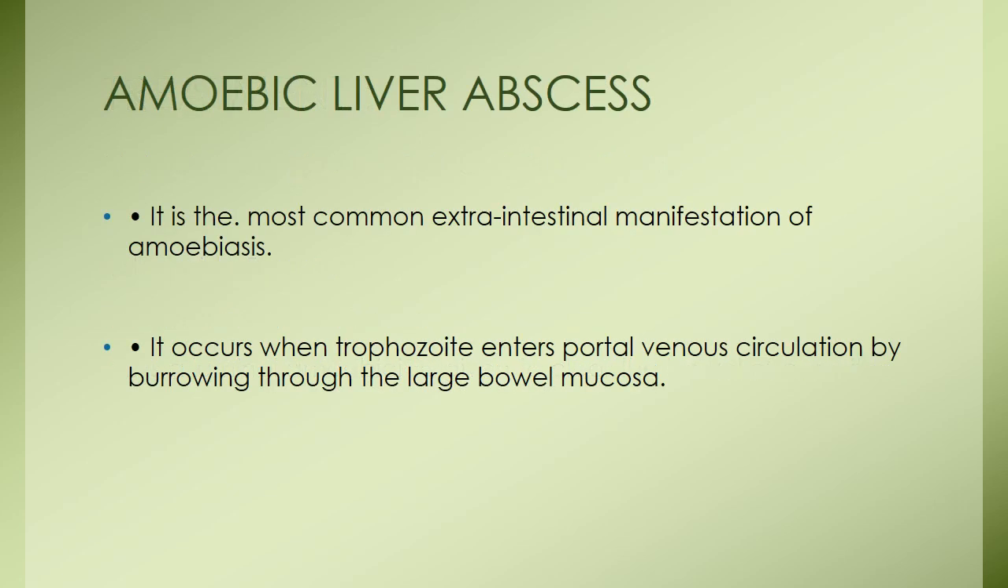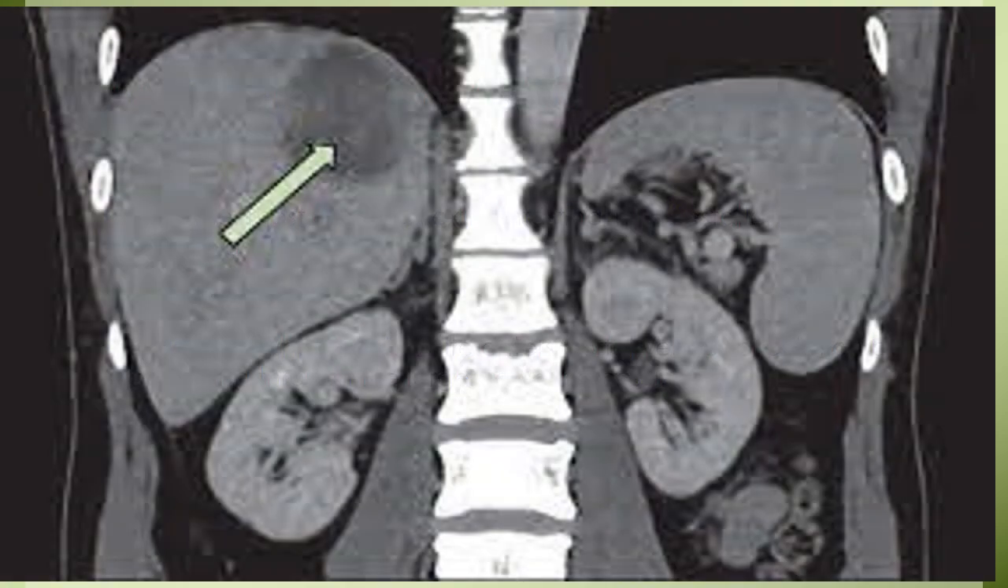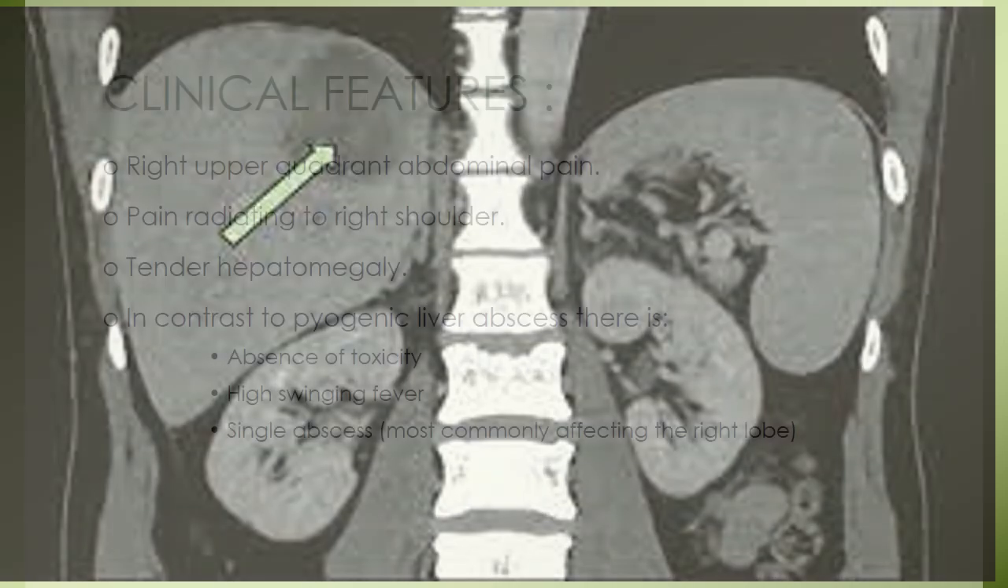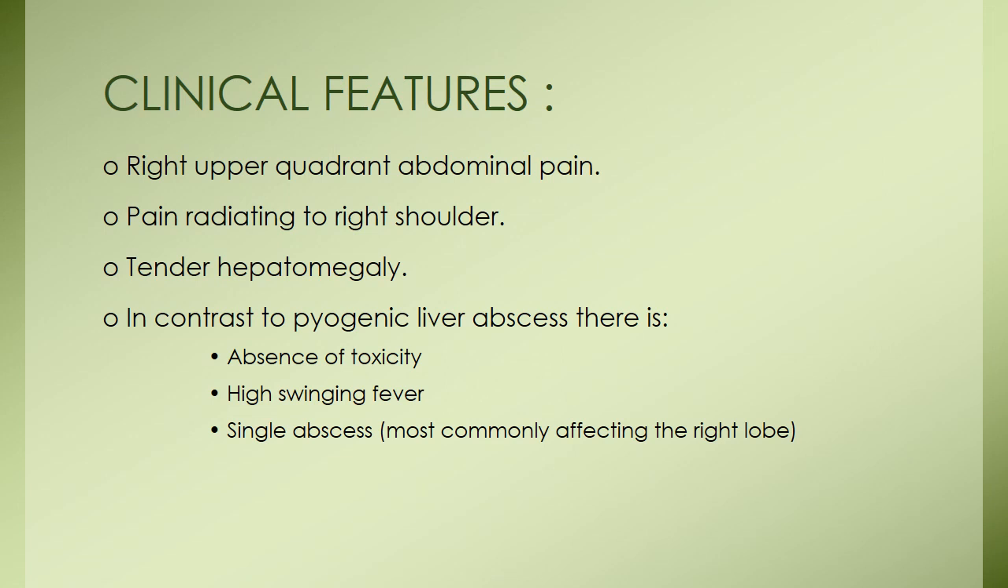Amoebic liver abscess is the most common extraintestinal manifestation of amoebiasis. It occurs when trophozoites enter the portal venous system by burrowing through the large bowel mucosa. This is a radiograph, and it shows a circular abscess in the liver. The patient may present with right upper quadrant abdominal pain, which may radiate to the right shoulder. There will be tender hepatomegaly.